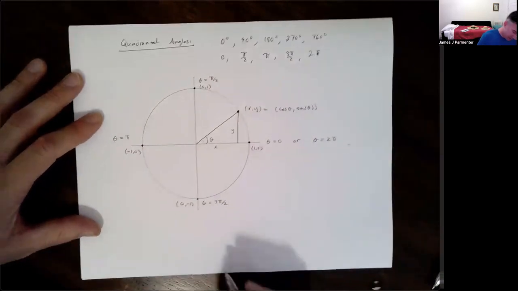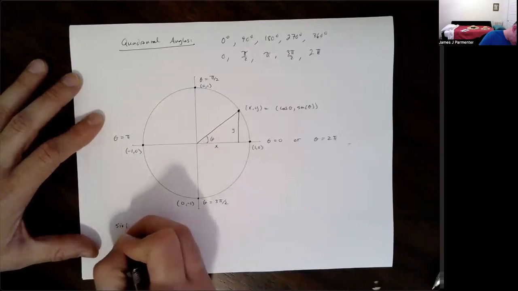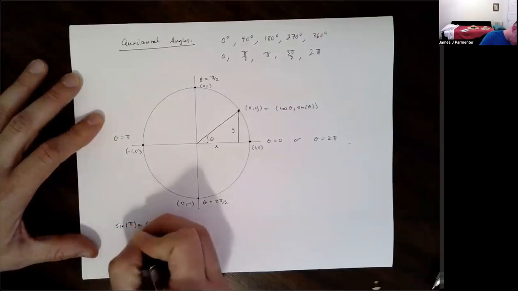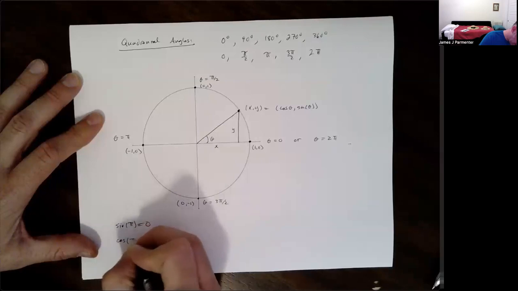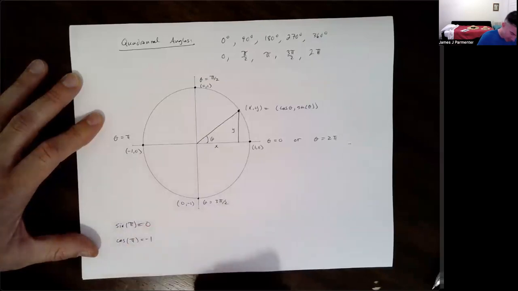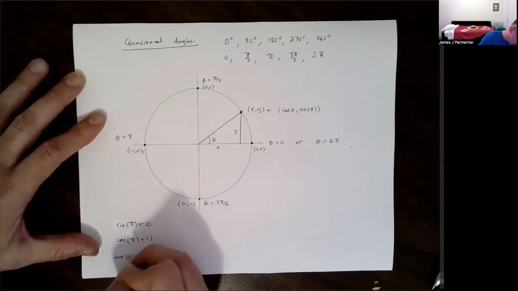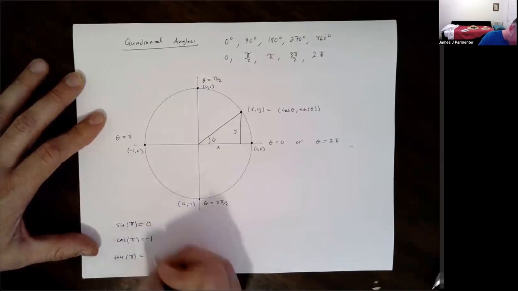Looking at pi, sine of pi is just the y-coordinate. Cosine of pi is just the x-coordinate. Tangent of pi is just the y-coordinate divided by the x-coordinate. 0 divided by not 0 is 0.